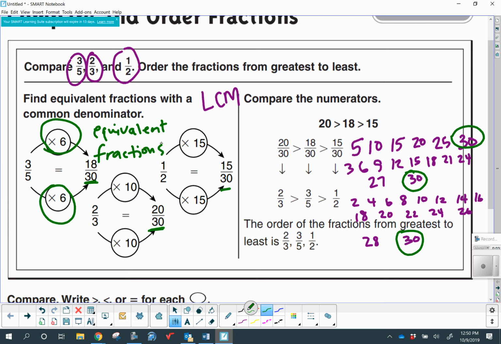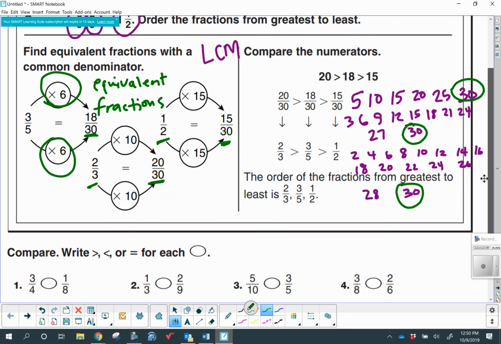And I will do the same thing for 2/3 and 1/2. 3 times 10 is 30. So 2 times 10 equals 20. So 2/3 is equivalent to 20/30. 1/2, 2 times 15 is 30. 1 times 15 is 15. So 1/2 and 15/30 are also equivalent.